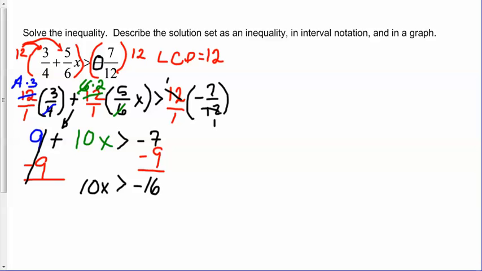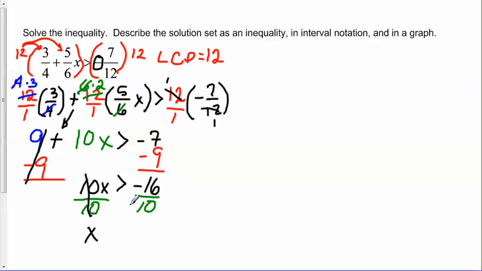Now to get the x all by itself, we're going to divide by 10. We need to do that on both sides of the inequality to keep things balanced. Here my 10's are going to cancel out and I'm left with x.